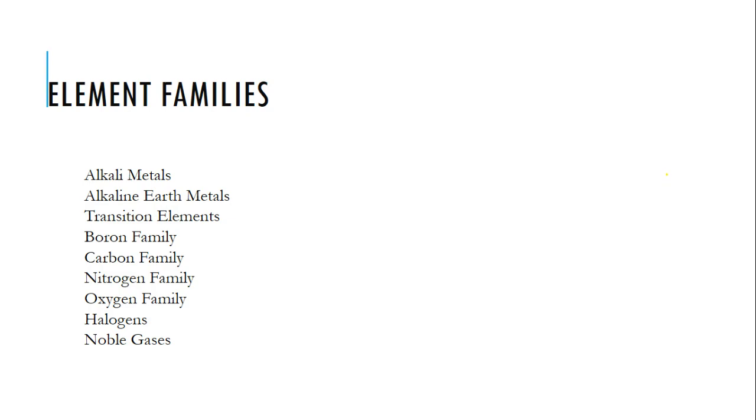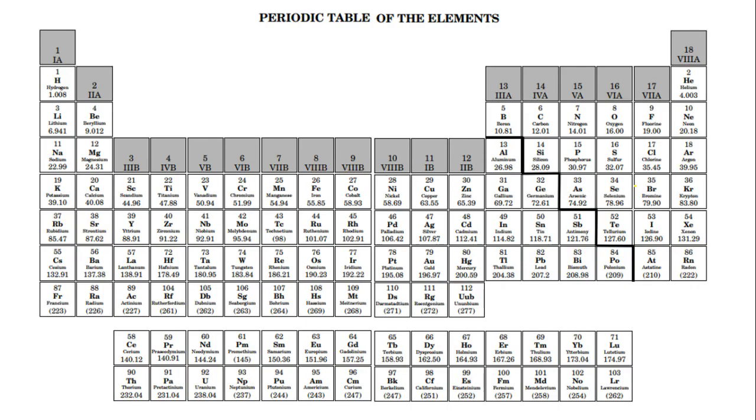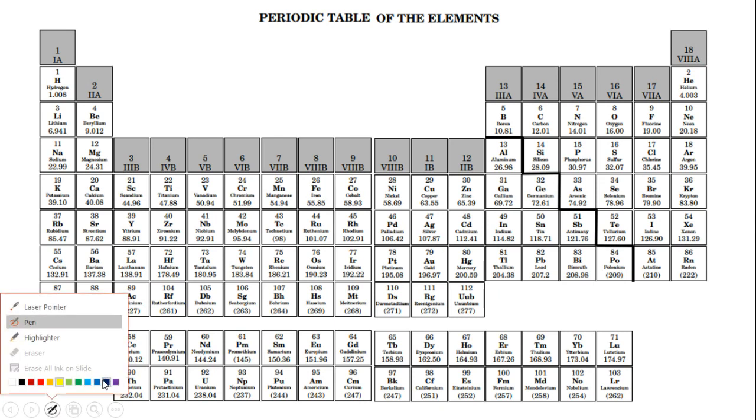Okay, so now we also need to know the family names. So what I'm going to do is take another periodic table over here, and I'm going to label the families on this periodic table. I would suggest that you label the families on your own periodic table so that you could study with it.